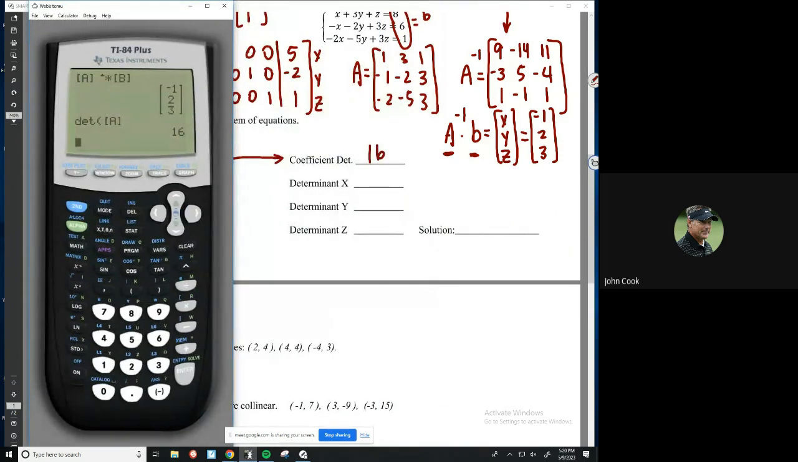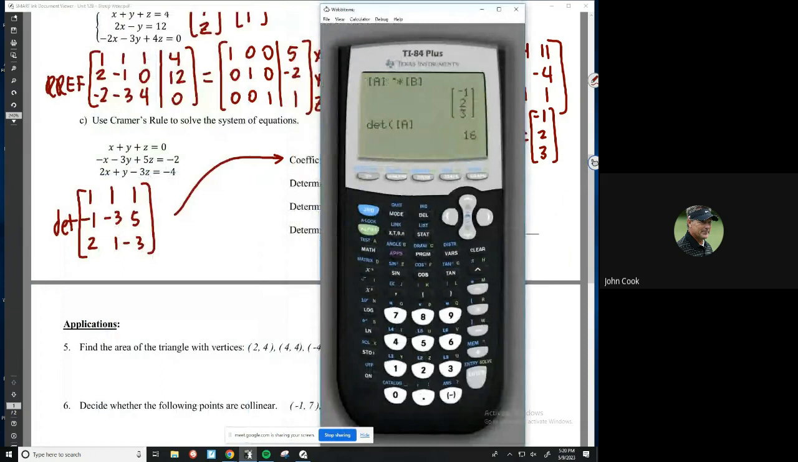Now we're going to find the determinant for X. So that's where we take the X column, which is the first column, and we replace it with these numbers. So 0, -2, and -4. And then we do the determinant again. So let's do that. And this will give us the determinant for the X value, the next one after.